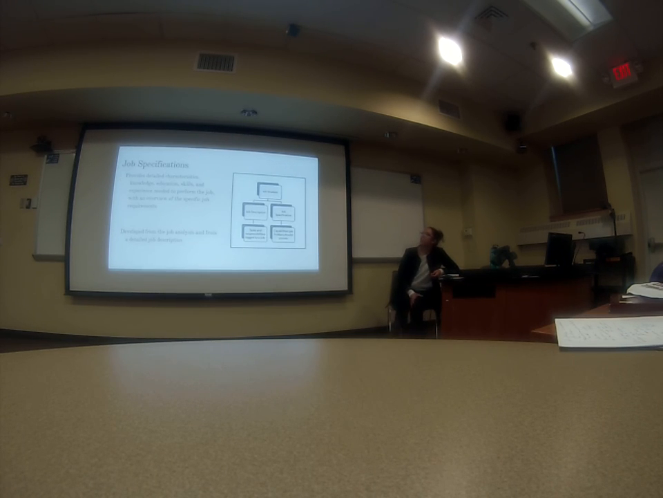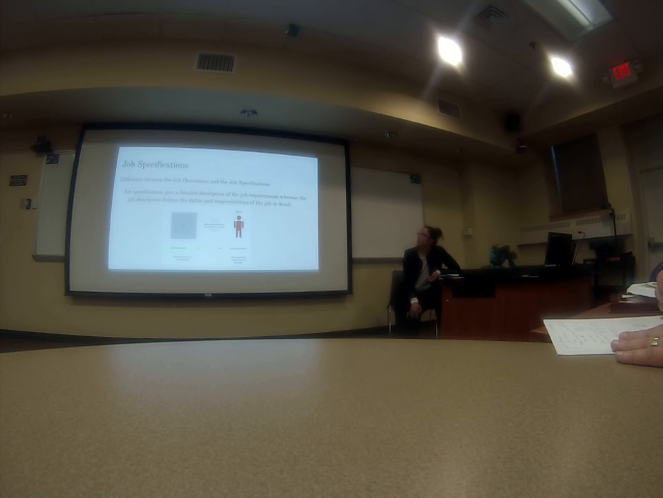So job specifications, they provide characteristics, knowledge, education, skills, and experience needed to perform the job, with an overview of the specific job requirements. This is developed from the job analysis and from a detailed job description. The difference between a job description and the job specifications, so the job specifications give detailed descriptions of the requirements, whereas the job description defines the duties and responsibilities of the job in detail. So there are three key parts of job specifications. So that's knowledge, skills, and abilities that are needed to perform the job. So this really looks at the qualities of the person performing the job and not just the responsibilities of the job.